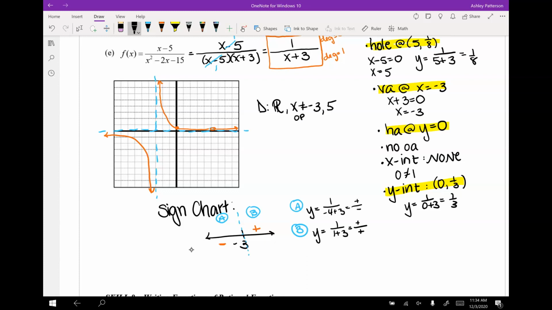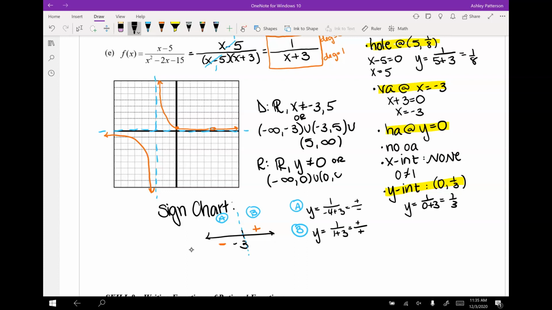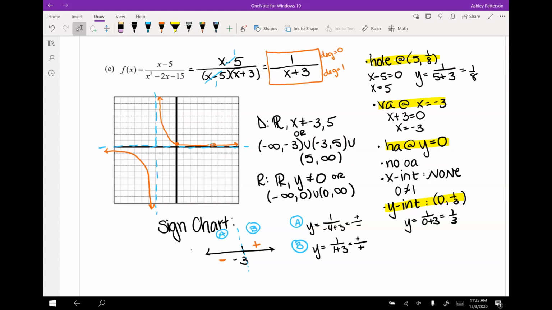If you want to write it in interval notation, we say -infinity to -3 union -3 to 5 union 5 to infinity. And then for the range, we didn't cross over the horizontal asymptote because we didn't have any x-intercepts. So our range is all real numbers except y cannot equal 0. Or we'll say -infinity to 0 union 0 to infinity. Excellent. That's kind of neat because it puts a lot of things together.